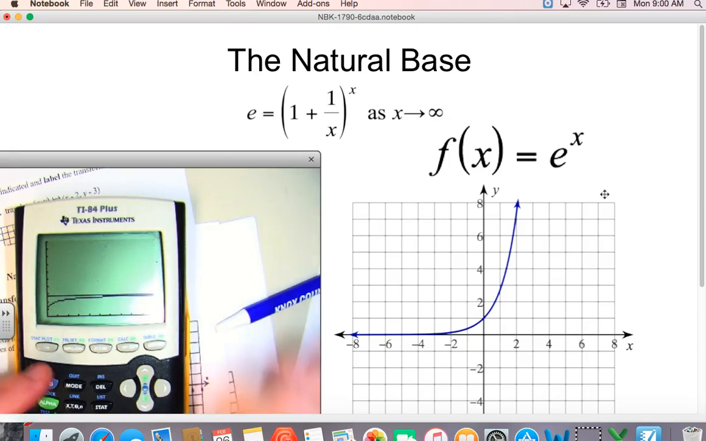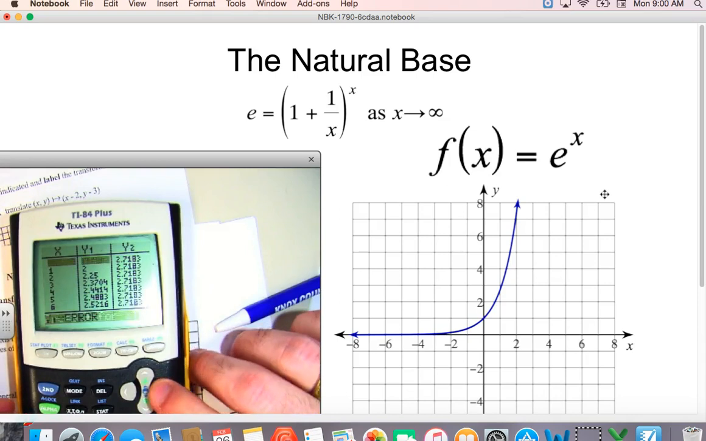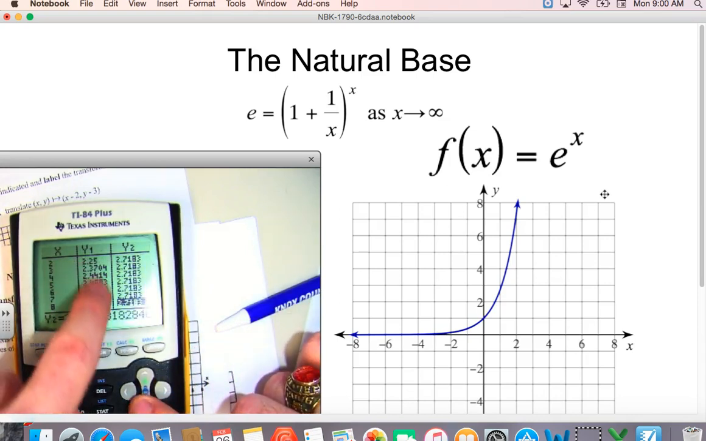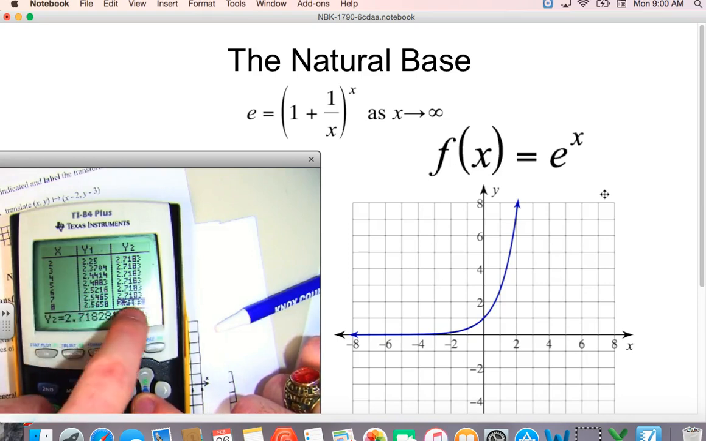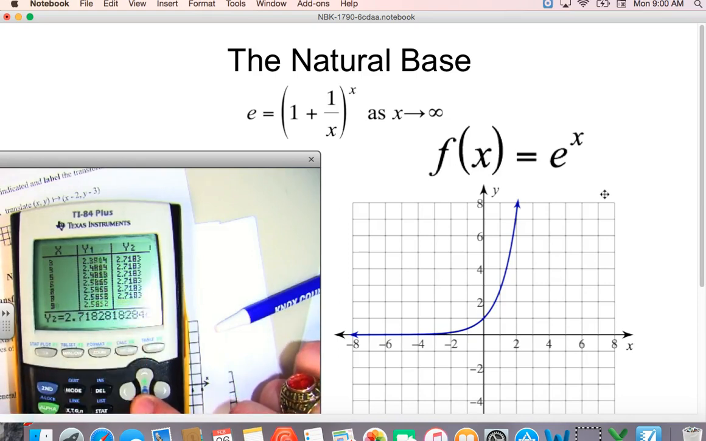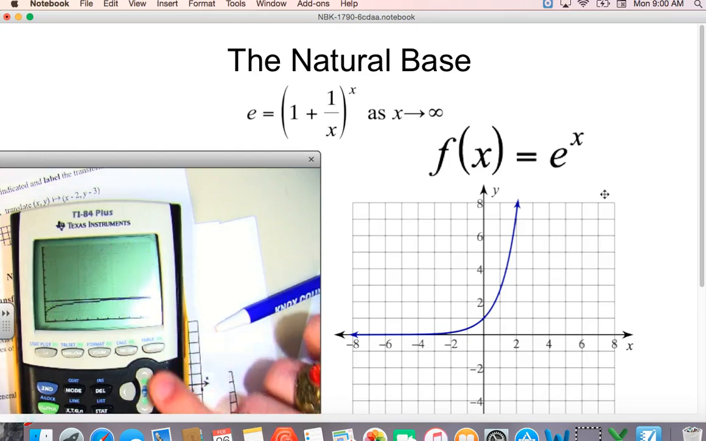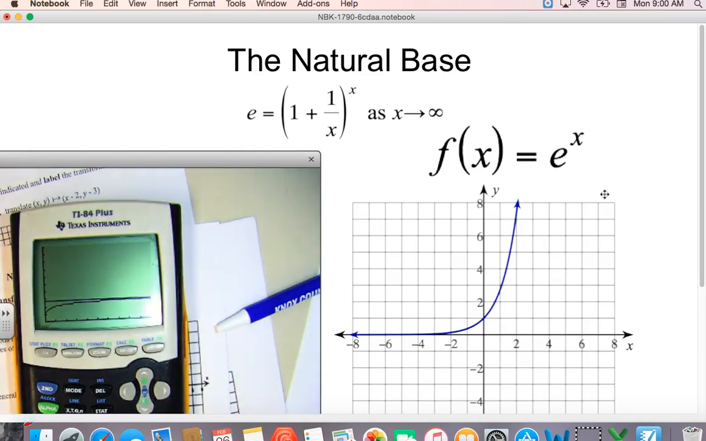And we can see what that value is if you go to the table. That value is about 2.7183. So you can see here's your line, and you can see that number is getting closer and closer to e, which is 2.7183. The bigger x gets, the closer we're getting to e. So that's just a way to know what e is.